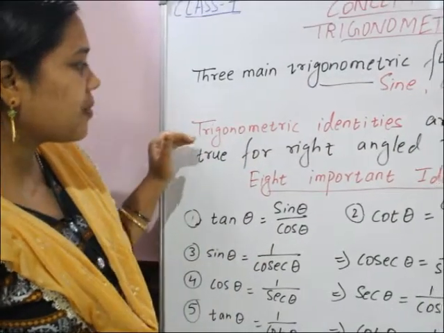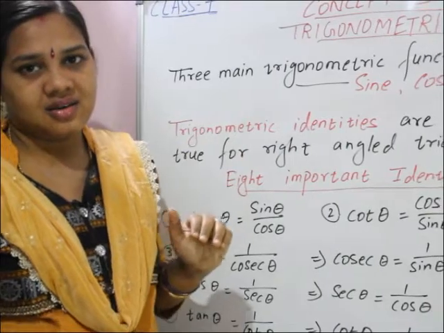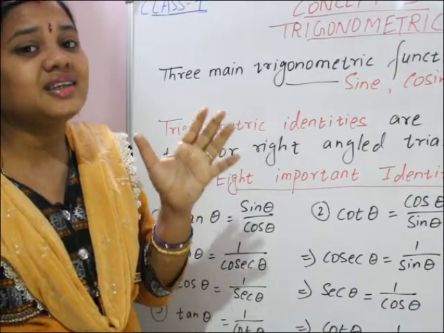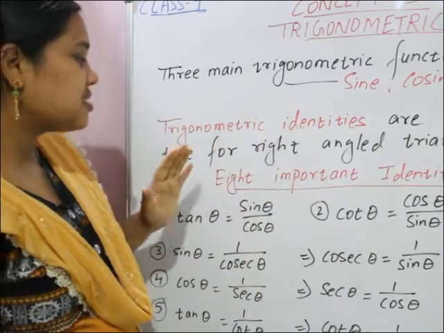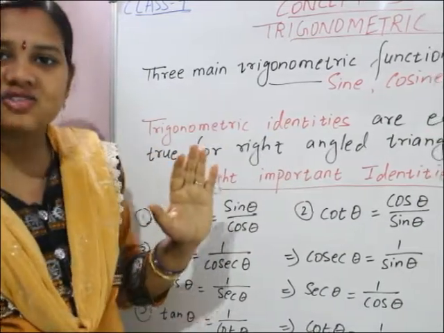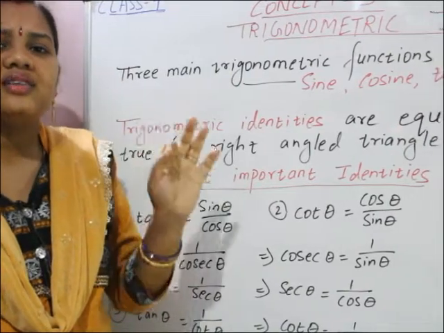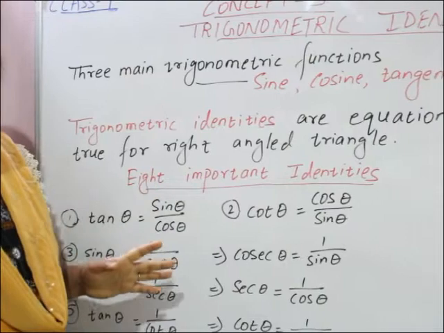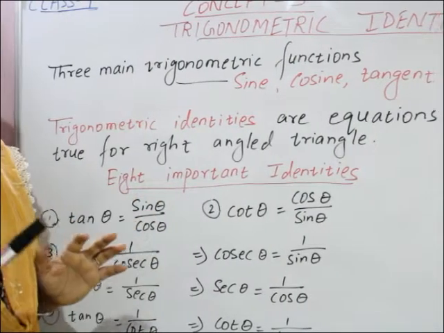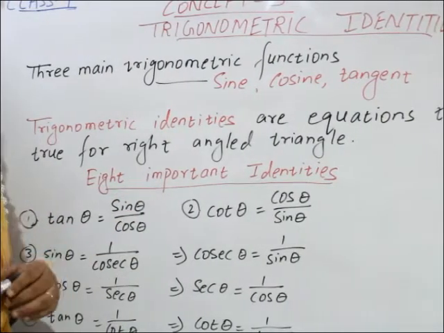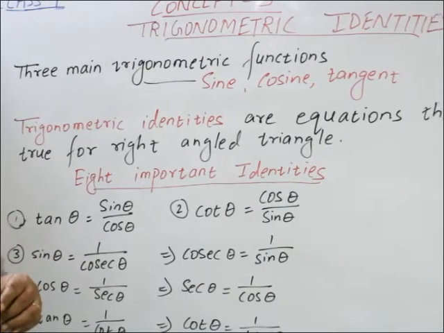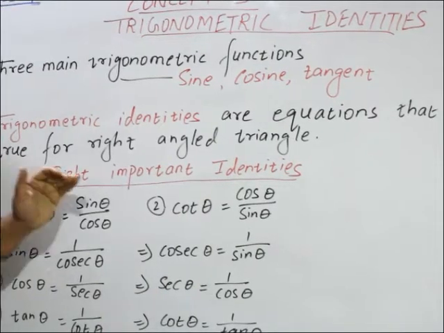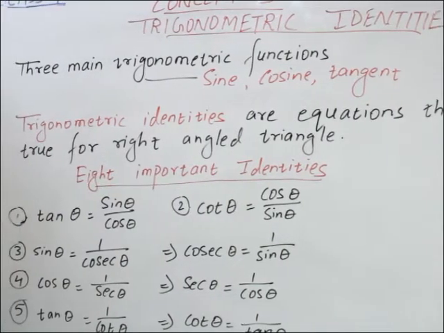Next is trigonometric identities. What are trigonometric identities? Trigonometric identities are equations that are true for a right angle triangle. There are 8 main trigonometric identities. We will discuss them now, and I will also explain how to remember them very easily. There is a trick, and I will explain that trick also. So, the 8 important identities.